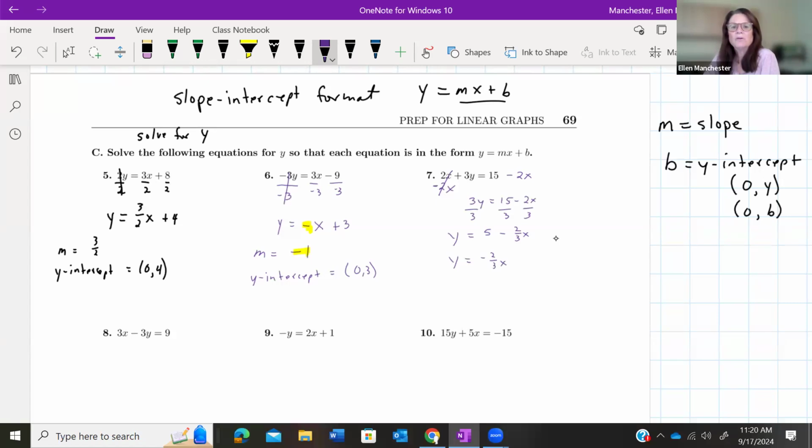Again, just remember to hang on to those symbols. So because the negative is in front of the 2/3 x, I'm going to bring that negative in front of the 2/3 x. The 5 is positive, so the 5 stays positive. So what's your slope? 2/3, and the y-intercept, 0, 5. Perfect. Okay. So the whole goal is getting your y by itself. So go ahead and try number 8.